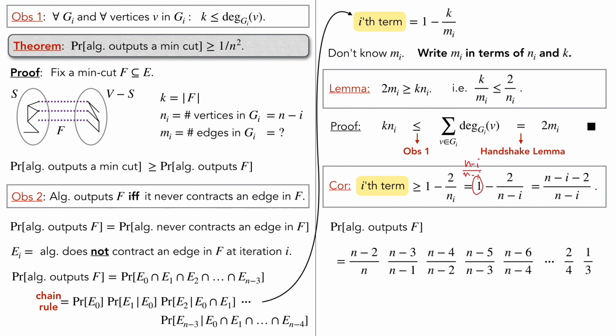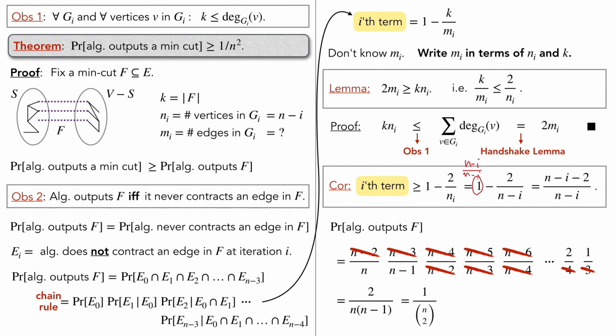Because massive cancellation. The n minus 2 upstairs, n minus 2 downstairs, they cancel each other out. N minus 3 upstairs cancels n minus 3 downstairs, n minus 4 upstairs cancels n minus 4 downstairs, and so on and so forth, until there are 2 terms in the numerator remaining and 2 terms at the bottom remaining. So you get 2 over n times n minus 1, which is exactly 1 over n choose 2, right? This is the reciprocal of n choose 2.